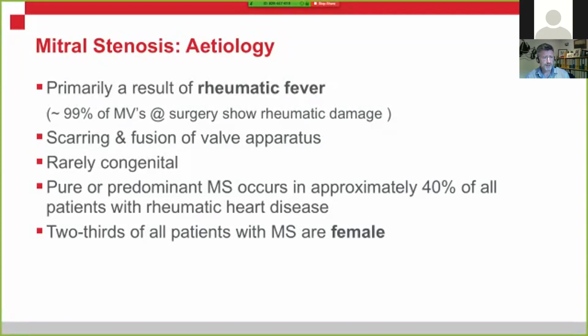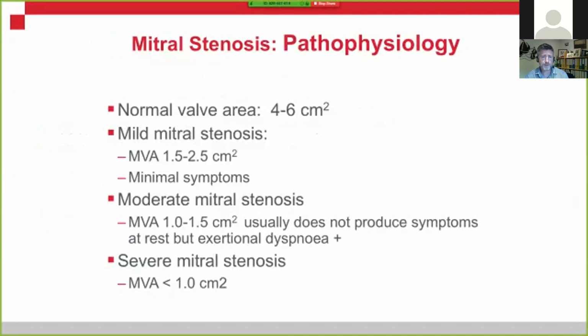In this situation, you get significant scarring and fusion of the valve leaflets and the apparatus with restricted valve orifice. Pure or predominant mitral stenosis occurs in approximately 40% of all patients with rheumatic heart disease, and interestingly, 2/3 of all patients with mitral stenosis are female. In terms of the pathophysiology, the normal mitral valve area is between 4 to 6 centimeters squared. Generally, patients don't develop symptoms until they develop at least moderate, if not severe, mitral stenosis. And this can be over a relatively long time frame.